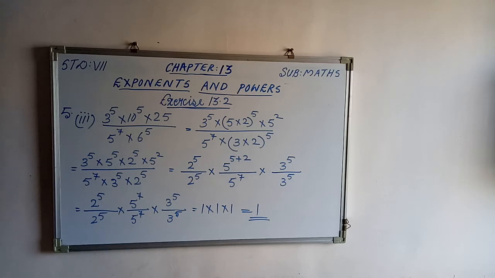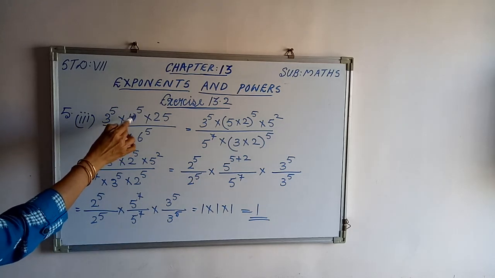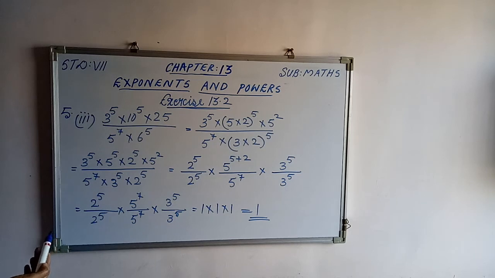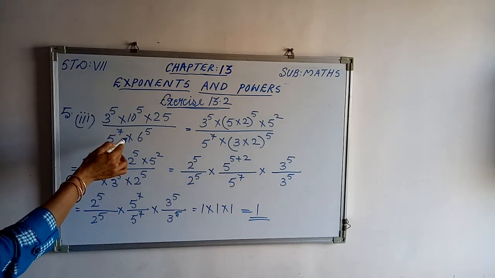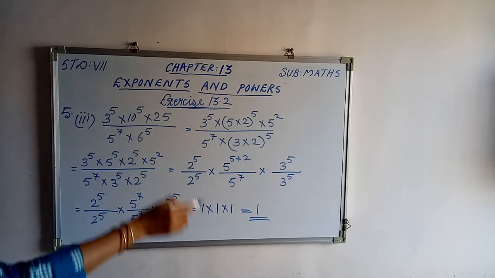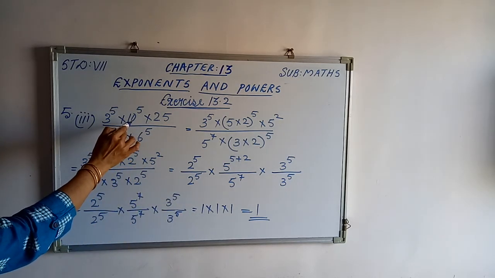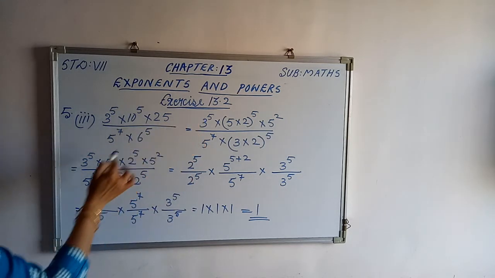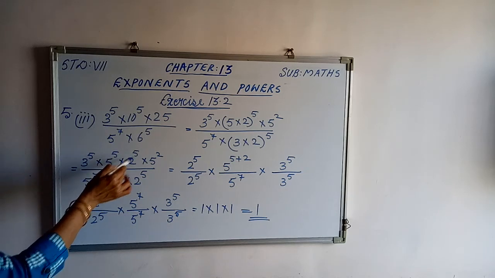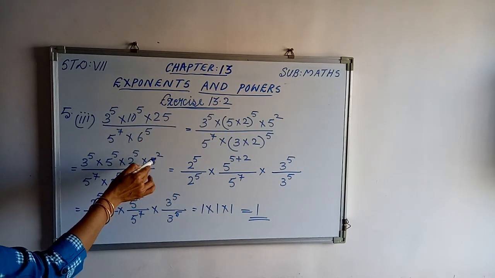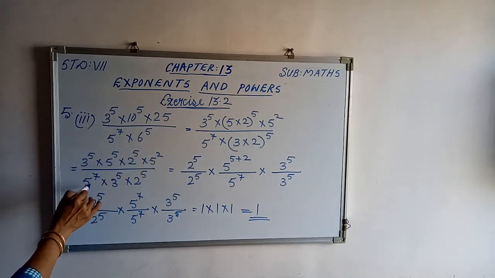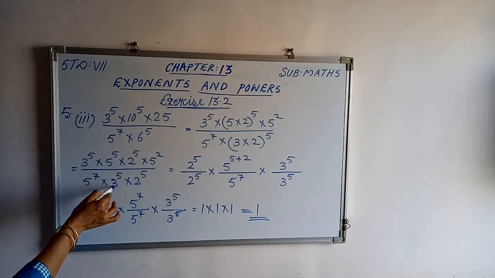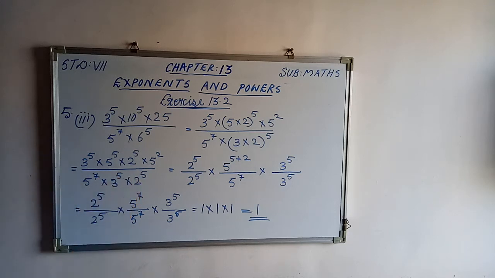Third one. 3 raised to 5 multiplied by 10 raised to the power 5 multiplied by 25 upon 5 raised to the power 7 multiplied by 6 raised to the power 5. Here we can factorize. 10 can be written as 5 into 2, 25 can be written as 5 square, 6 can be written as 3 multiplied by 2. And then we get 3 raised to the power 5 multiplied by 5 raised to the power 5 multiplied by 2 raised to the power 5 multiplied by 5 raised to the power 2 upon 5 raised to the power 7 multiplied by 3 raised to the power 5 multiplied by 2 raised to the power 5.